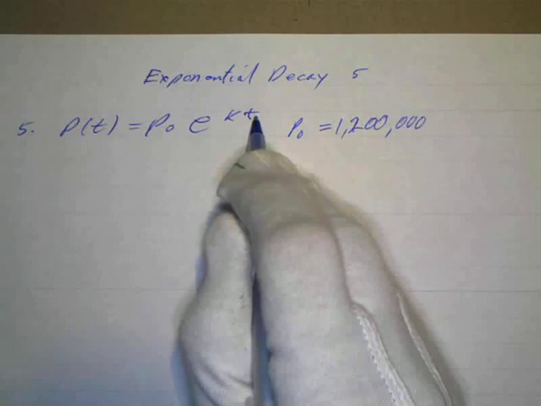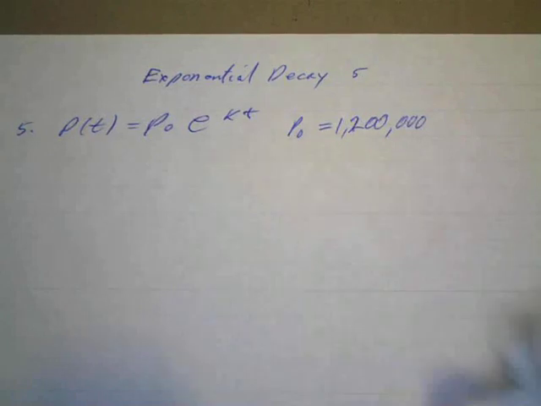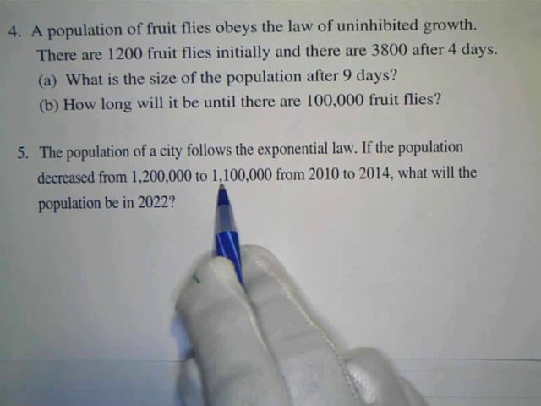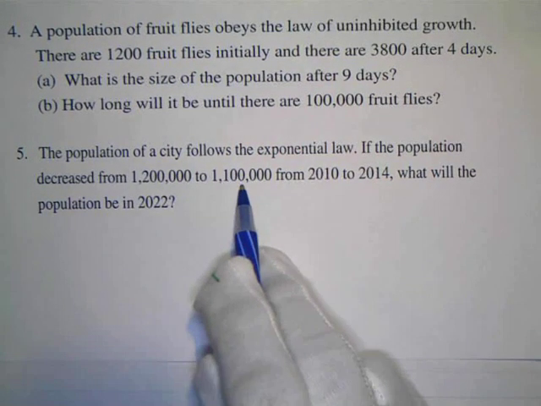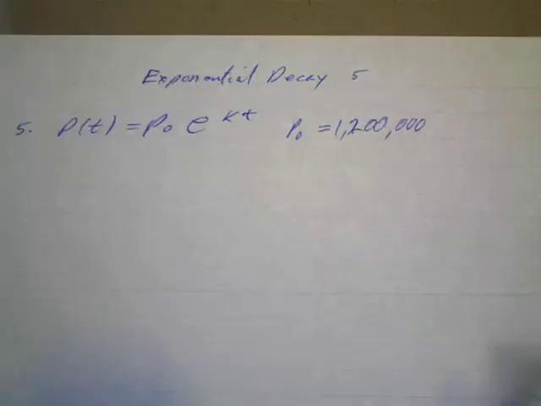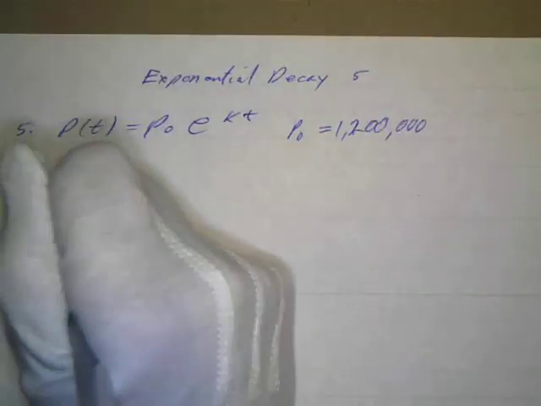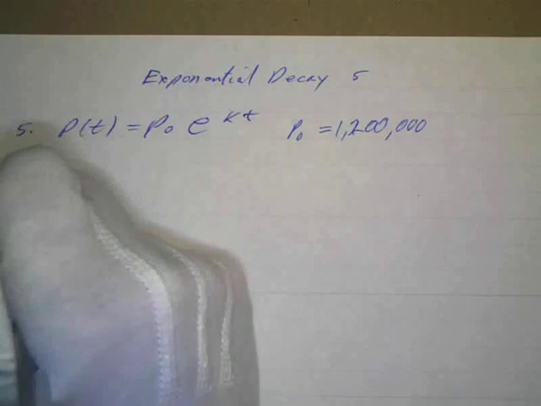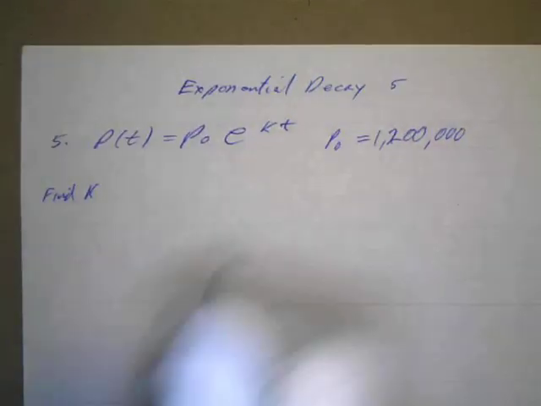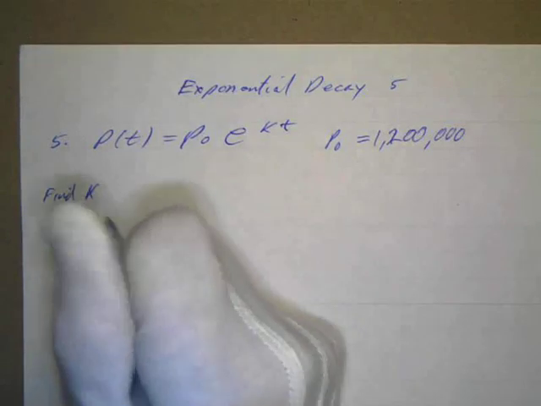But we do know that we have 1,100,000 after 4 years. That's over here. In other words, we have 1,100,000 after 4 years. So we can use that to find the k. So first of all, we've got to find the k.